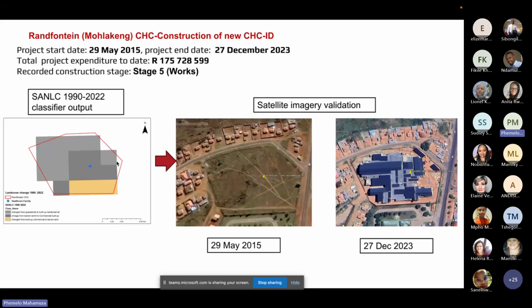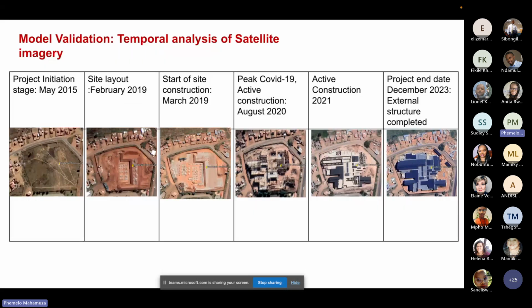But yet again, we validated the department's classification and we saw that, indeed, it was correct. In 2015, when this facility was said to be constructed, there was nothing there. And currently, in December 2023, there is a healthcare facility. We then further validated it to understand when exactly construction started. As we can see, the project on the reporting system was said to have started in 2015, where actual work on site, which is yet again stage 5, only started in 2018.